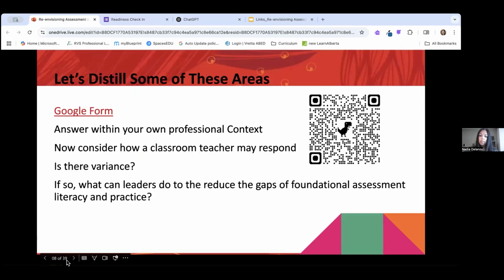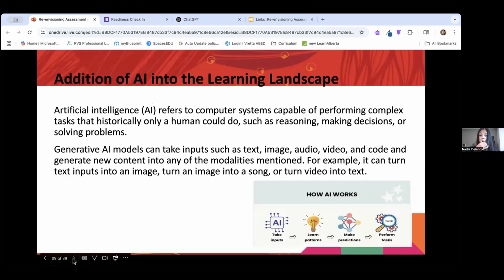So we'll keep it here. Do you mind, Jodie, if we stay on this? All right. So hopefully that gives you just a snippet of the precursor to thinking about assessment and AI and re-envisioning, because if you don't have your assessment literacy locked down, it's going to be very difficult for you to support and build capacity around assessment with technology integration.